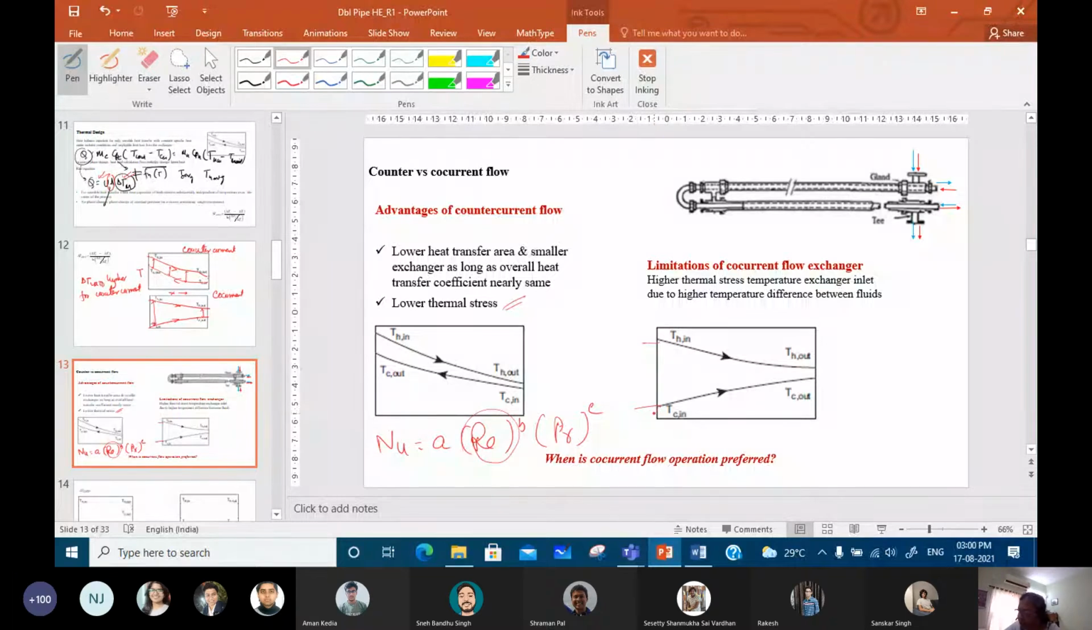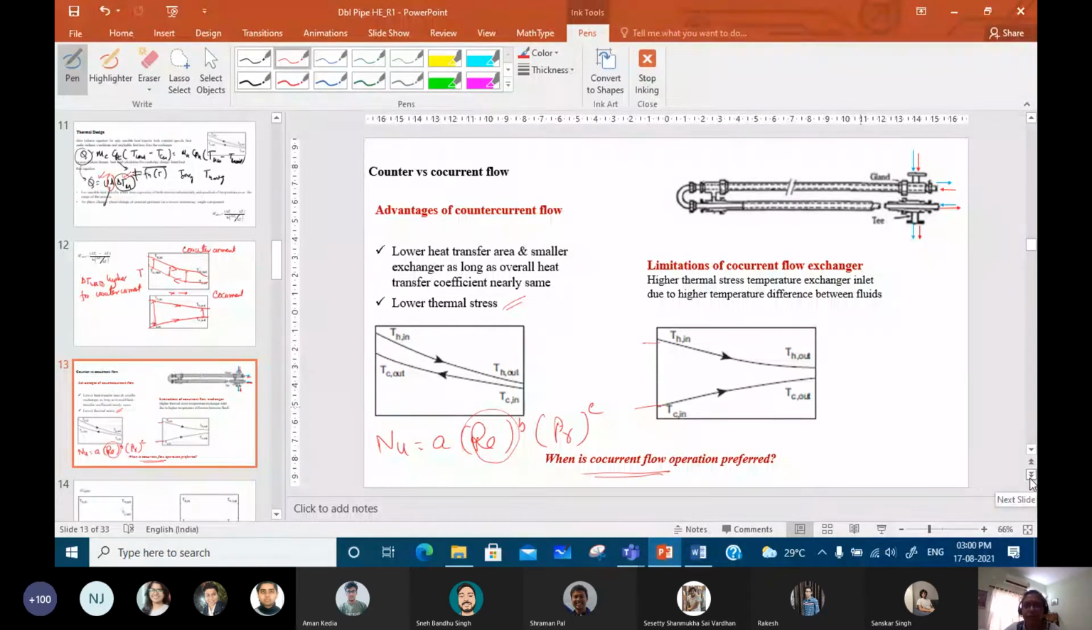The cold fluid gets heated at a much faster rate at the beginning itself, and then with reduced viscosity, it can flow across with a lower pressure drop and also with a higher heat transfer coefficient. So under such specific circumstances, we might prefer co-current flow. But other than that, normally we always go for counter current flow operations. Is this part clear to you?